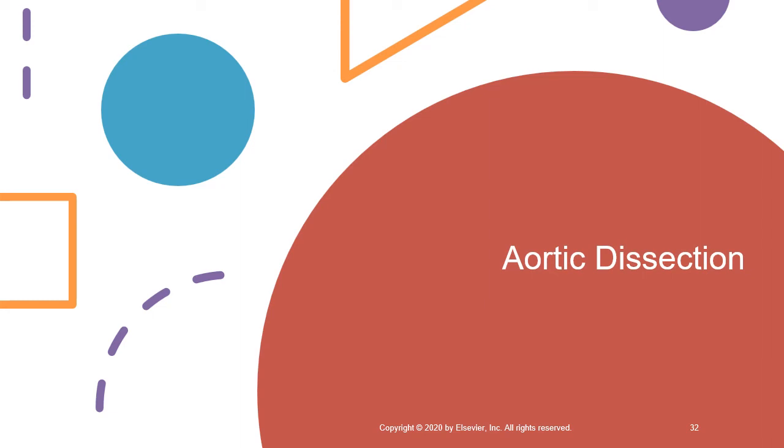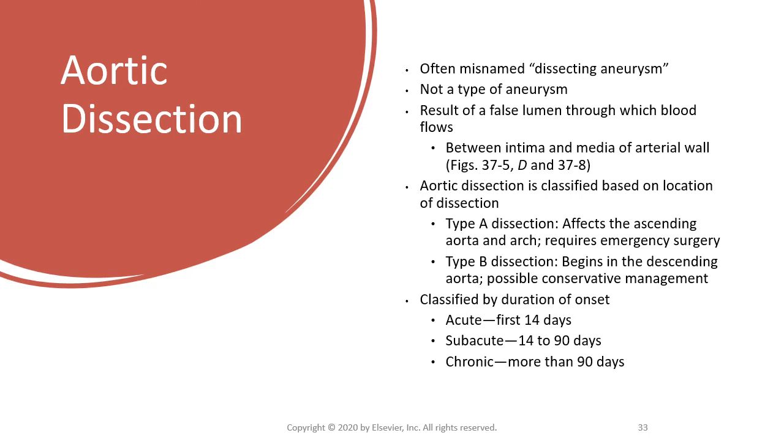So from aneurysm, we're going to move to aortic dissection. Aortic dissection is classified based on the location of the dissection and duration of onset. Type A dissection affects the ascending aorta and arch and requires emergency surgery. Type B dissection begins in the descending aorta, allowing for potential conservative management. We also describe dissections as acute, which is in the first 14 days, subacute, 14 to 90 days, or chronic, greater than 90 days, based on symptom onset.